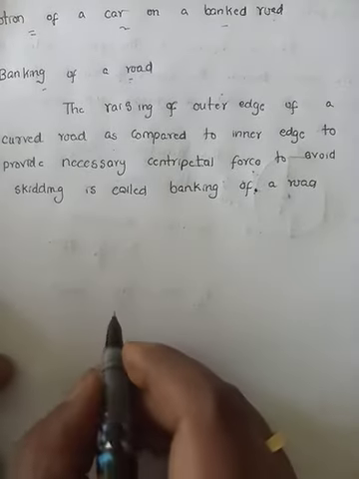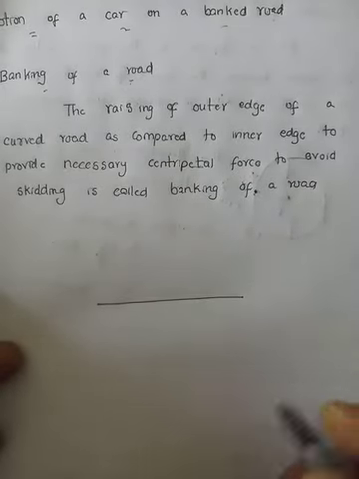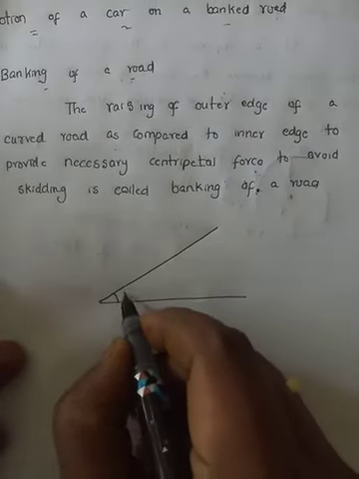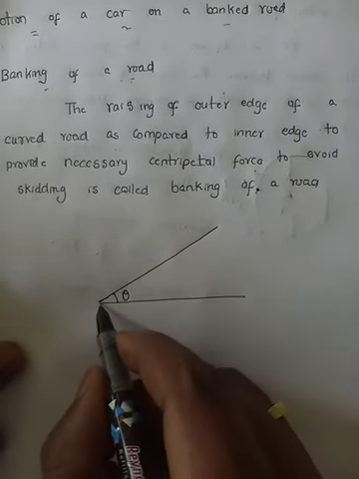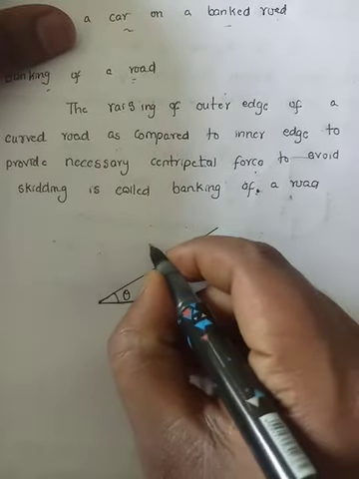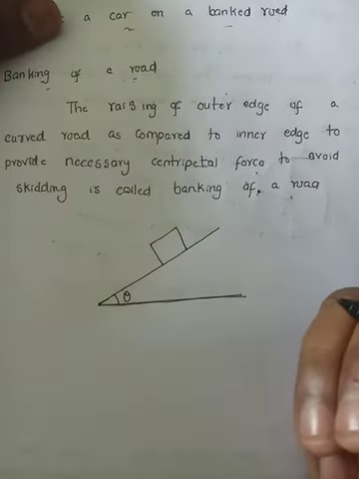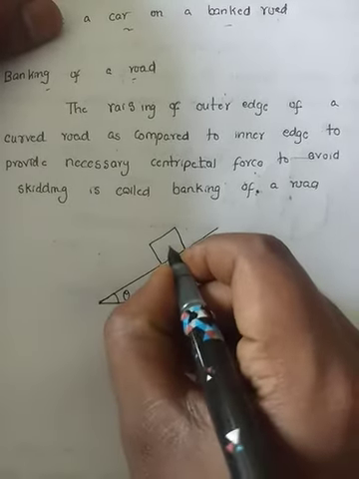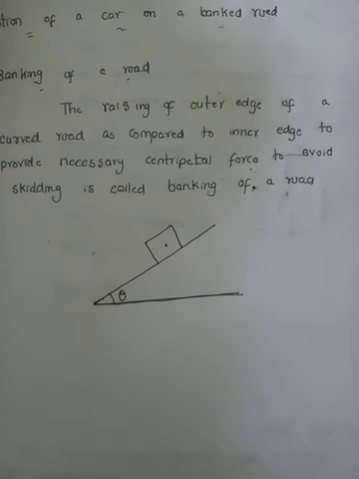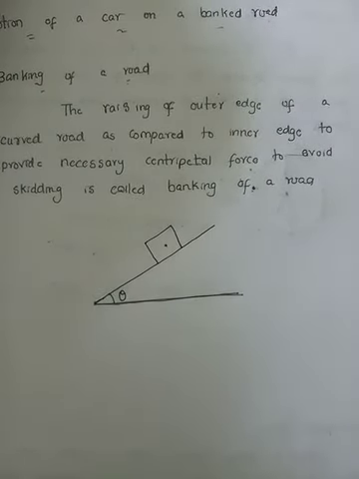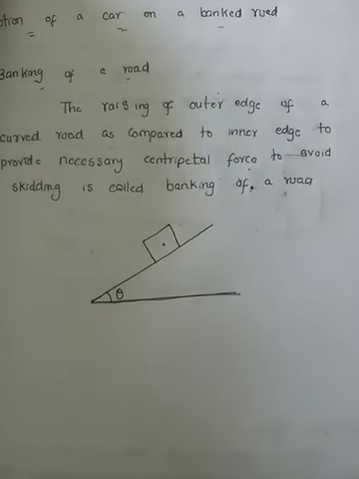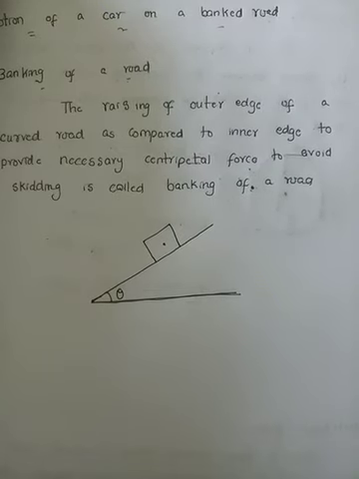How much speed we should move at, or what angle we should make, we are going to calculate here. Let us consider we raised the outer road relative to the inner road by an angle theta. Assume that this is the angle we made, and let us consider a vehicle or a car moving with some velocity in a curved road. In a curved road, there exist 3 forces, right? How many forces will act on the body? 3 forces. What are the 3 forces acting?